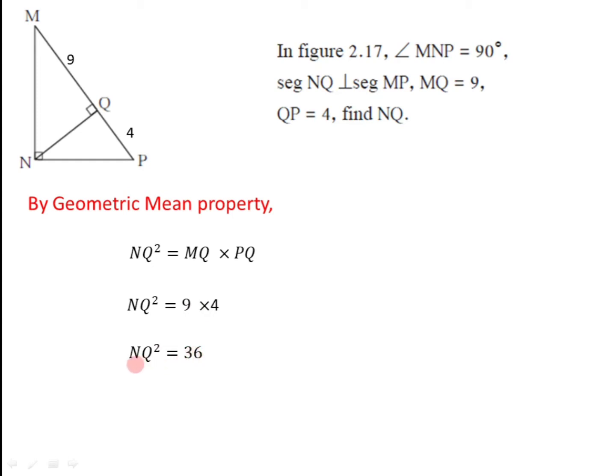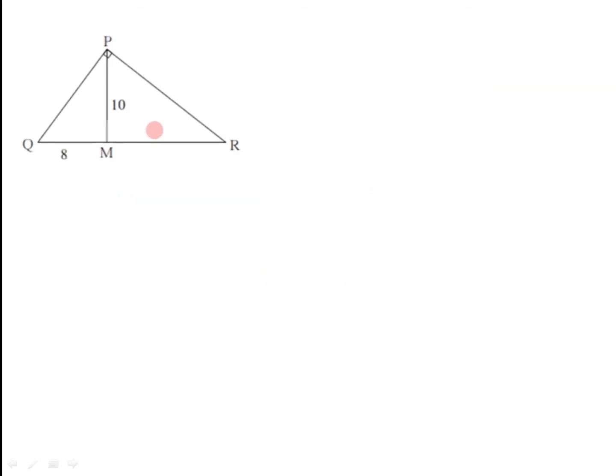We have to find the value of NQ. That's why we should take square root on both the sides. So if we take a square root, we get NQ is equal to 6, as the square root of 36 is 6. So this is the length of segment NQ. Let us have another question.